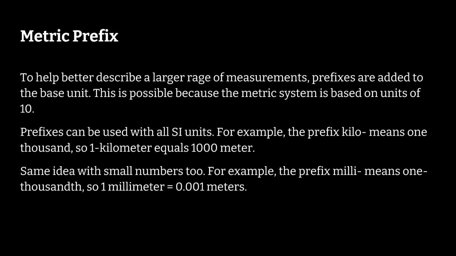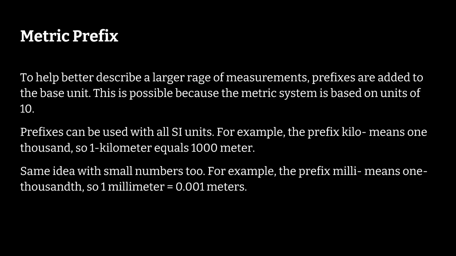Talking about metric prefixes, our metric prefixes really help us to better describe a large range of measurements, especially when we are talking about the metric system. Now, our prefixes can be used with all SI units. For example, the prefix kilo means 1,000, so 1 kilometer will be equal to 1,000 meters. And the same idea will apply with our smaller numbers too. For example, the prefix milli means 1,000th, so 1 millimeter is equal to 0.001 meters.